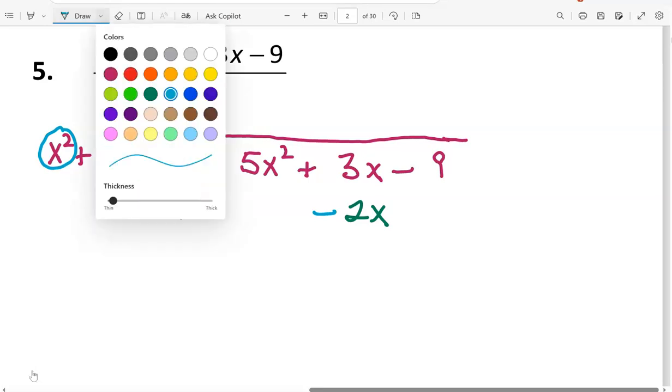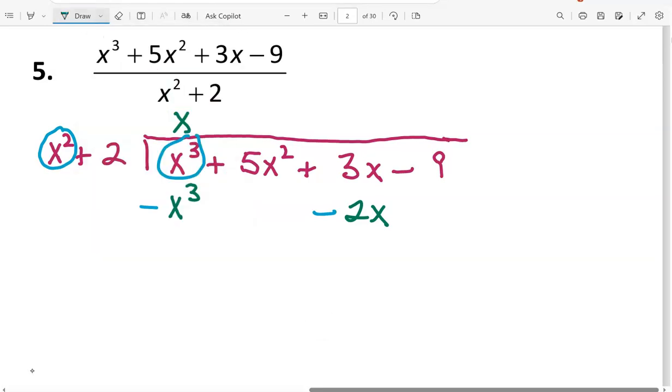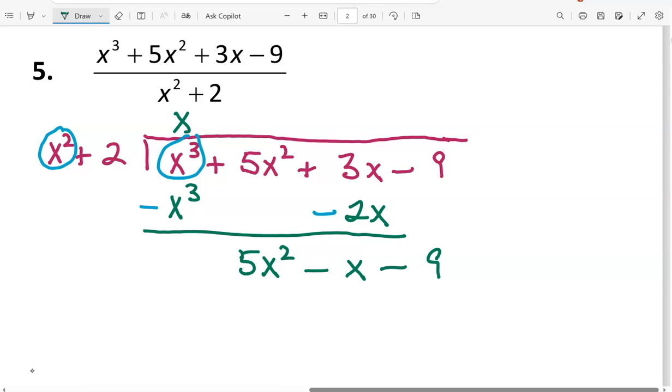So now minus x cubed and minus 2x, and we're going to add together. The x cubed minus x cubed is 0. 5x squared is being added to 0, so I'm just going to bring down the 5x squared, and then 3x minus 2x is 1x, or just x. I'm going to bring down this minus 9.